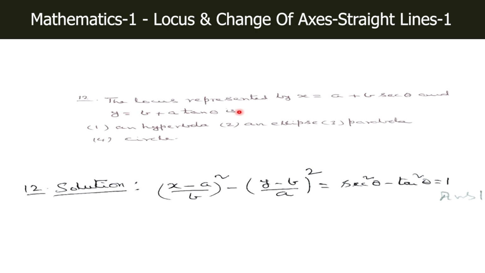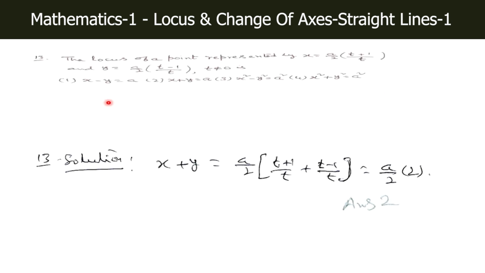The locus represented by x is equal to a plus b secant theta and y is equal to b plus a tan theta is a hyperbola, an ellipse, a parabola or a circle. Now, the solution is: ((x minus a) by b) whole square minus ((y minus b) by a) whole square is equal to secant square theta minus tan square theta, which is equal to 1. This indicates that the locus is a hyperbola, with center at (minus a, minus b). So, the answer is hyperbola. Answer is number 1.